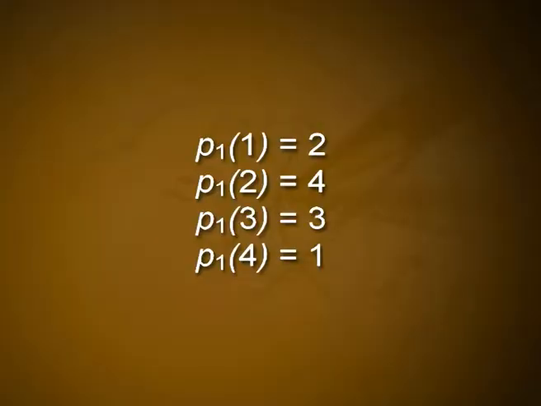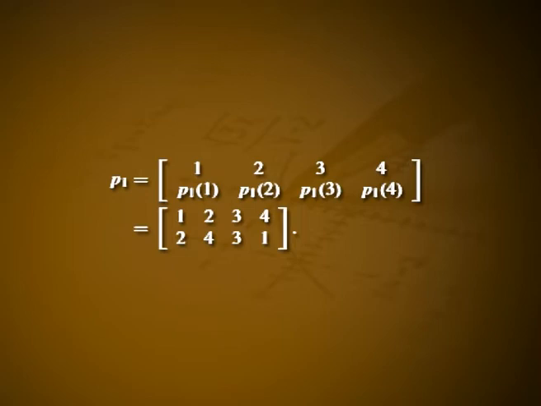For example, if S is equal to the set {1, 2, 3, 4}, we could define a bijection P1 by P1 of 1 is equal to 2, P1 of 2 is equal to 4, P1 of 3 is equal to 3, P1 of 4 is equal to 1. For the bijection P1 defined here, we write P1 is equal to 1 maps to P1 of 1, 2 maps to P1 of 2, 3 maps to P1 of 3, 4 maps to P1 of 4. That is, 1, 2, 3, 4 maps to 2, 4, 3, 1 respectively.